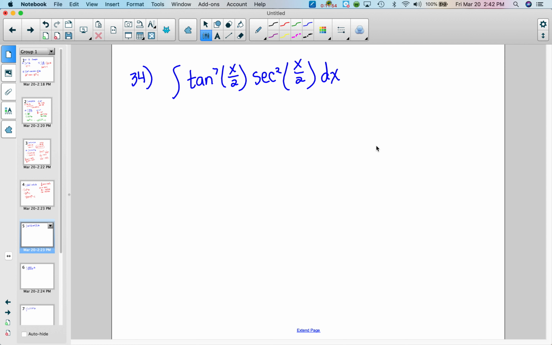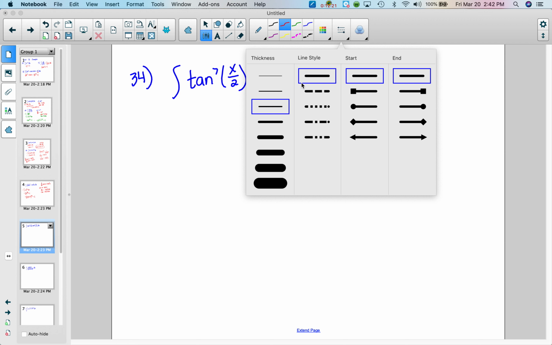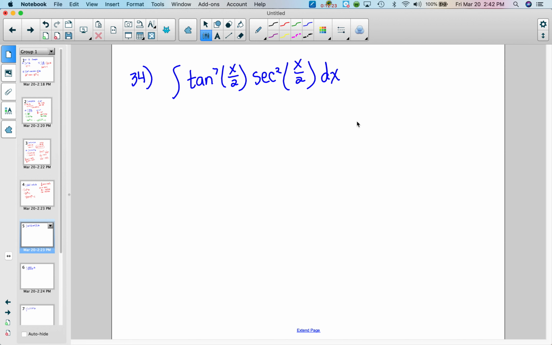Number 34, notice we have tangent and we have secant squared. Now, this one's kind of an interesting problem, because the derivative of secant is secant times tangent, which we also have here. The derivative of tangent is secant squared, so I'm pretty sure this is a problem that could work either way, but we'll do it a particular way. I'll do it just one of the ways. So I'm going to let u equal tangent of x over 2.